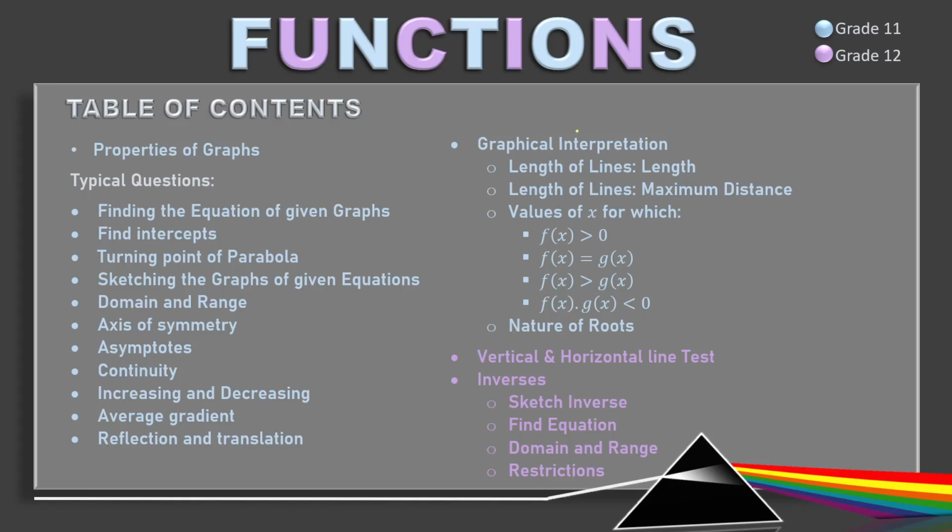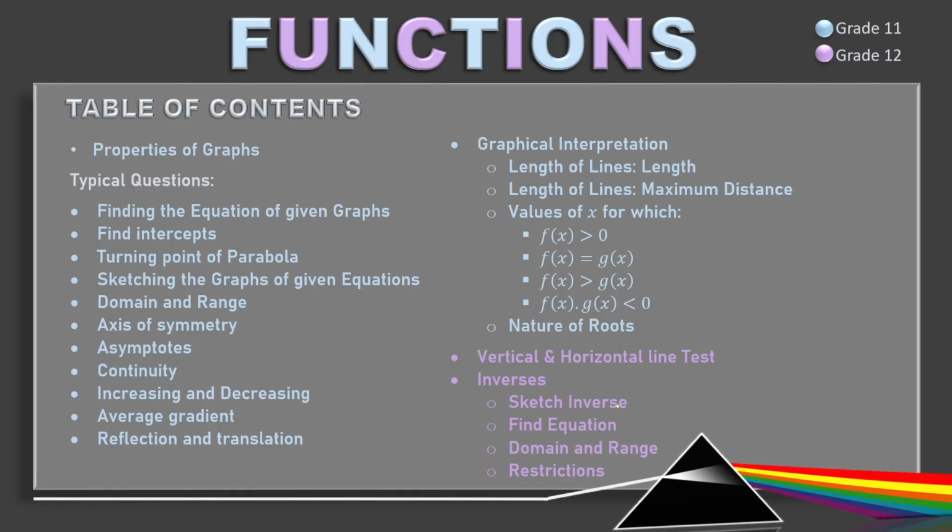translation. Then the graphical interpretation, where you're going to find the length and then the maximum distance, and then things like for the value of x for which f(x) is, for example, greater than x, or equal to another function, or greater than another function, or when you multiply two functions together, where is it less than 0, and then also nature of roots. And then going on to grade 12, vertical and horizontal line test, that's just something simple. And then inverses, it forms a big thing in where you do the logarithmic function and so on. Sketching the graphs, finding equations, domain and range, and restrictions.